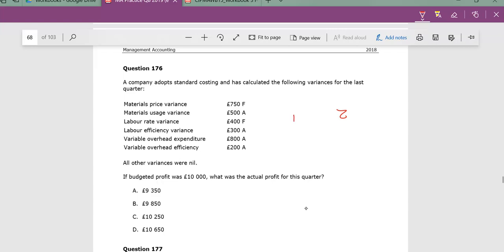We have the budgeted profit. This time it's profit we're looking at. Again, like I said, okay, great. So there's just usage. There's no mix here. So the question here is, how does this affect profit?